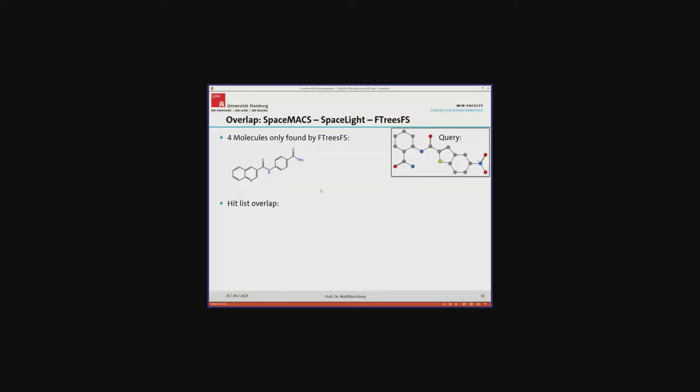Just to show you that sometimes the other search methods are also of interest. Here we have the feature tree search, which finds 4 additional molecules. And here's the Venn diagram, which shows the overlap between the searches. Of course, the top-ranked molecules are highly similar, but you also find lots of other molecules if you search by MCS, by fingerprint similarity, or by feature trees.